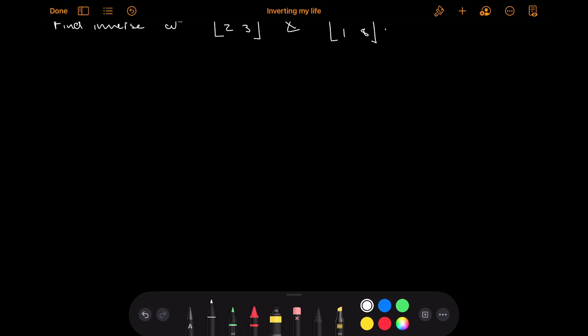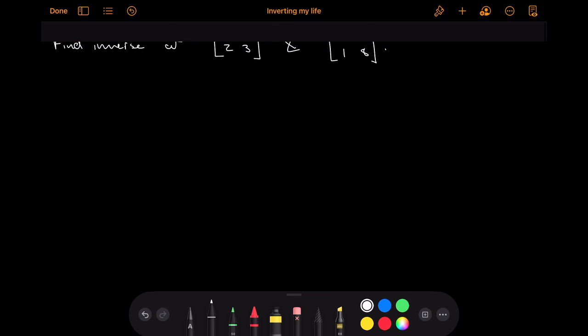Hello and welcome to the second part of inverse matrices. In this part, we're going to be doing some examples. We're only going to be doing three since they're not hard to do. It's just quite a bit of work depending on the size of your matrix.